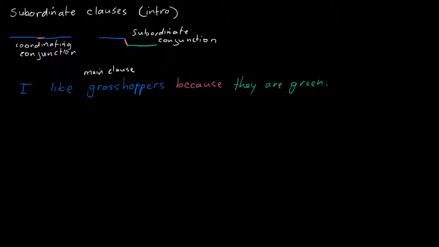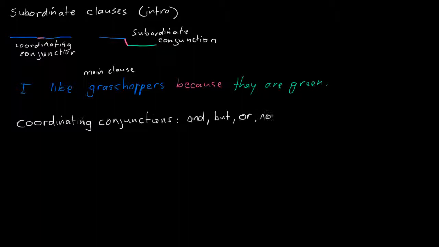Let's have a look at a list here. So we're going to look at coordinating conjunctions. So here, this is the coordinating conjunction, and this is subordinate. We are talking about subordinate conjunctions in this video, but just to show you what a coordinating conjunction looks like, because there are only a few of them. So we have and, but, or, we have nor, yet, and we also have for, and finally we have so.